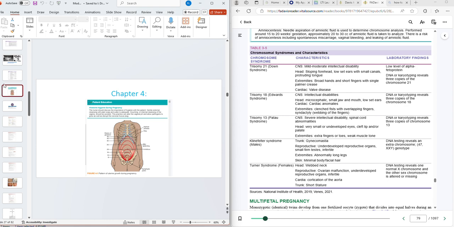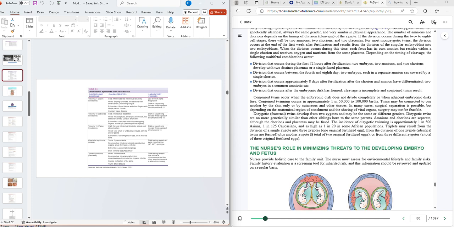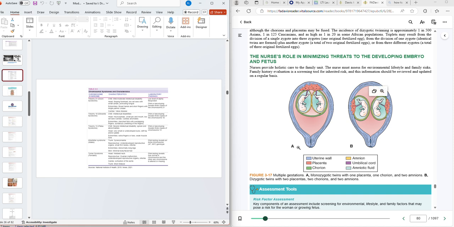Multifetal pregnancy. Let's talk about that before we go to chapter 4. In a multifetal pregnancy, you have the division that happens in the first 72 hours after fertilization. So you have monozygotic twins that share a placenta and a chorion, and 2 amnions. And then you have the dizygotic twins that have 2 placentas, 2 chorions, and 2 amnions.